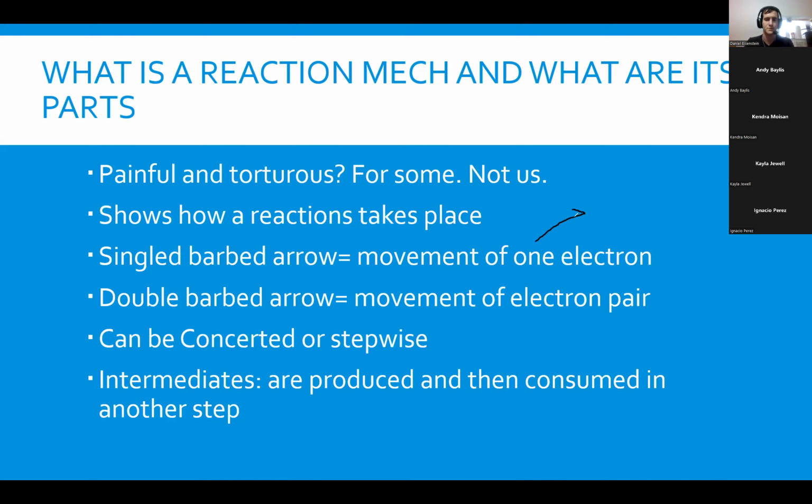The barbed arrow shows the movement of one electron. The double, 2. Concerted means single step. Stepwise means multiple. Okay. In a stepwise mech, we create intermediates that are then consumed in the next reaction. Okay.